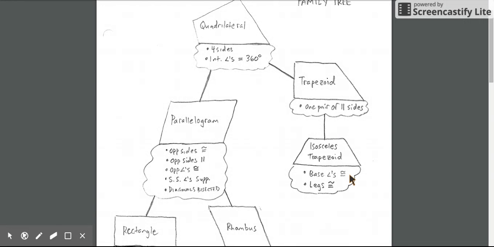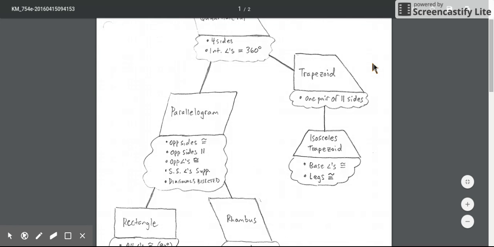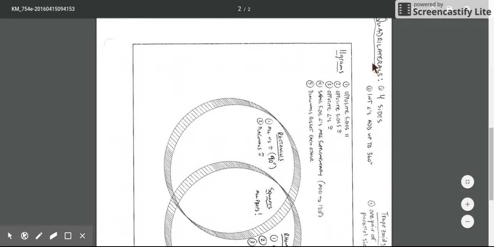So there's our family tree of quadrilaterals. As we move down the family tree, these shapes are inheriting all of the properties of those above them and those properties that they're connected to. So there's one way that we can organize this information. There's a second way that we can do it.